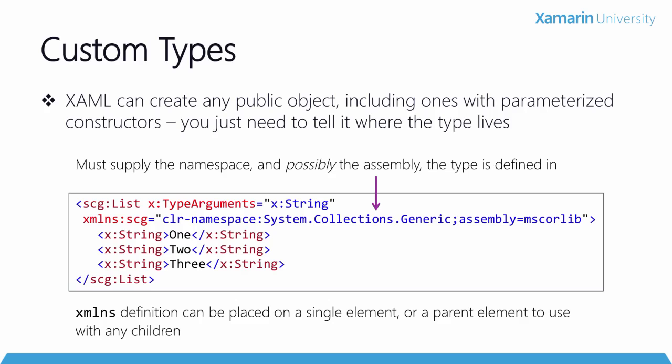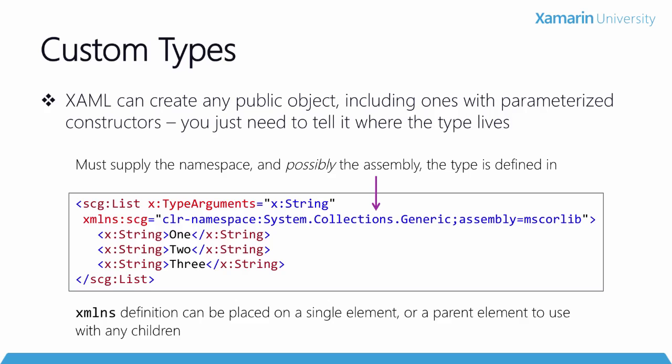You can define a custom namespace either on a specific element or at a root element where it can be shared across multiple child elements. Here you can see the definition for a System.Collections.Generic.List of T, where T is identified as a System.String. There's a couple of cool things here.